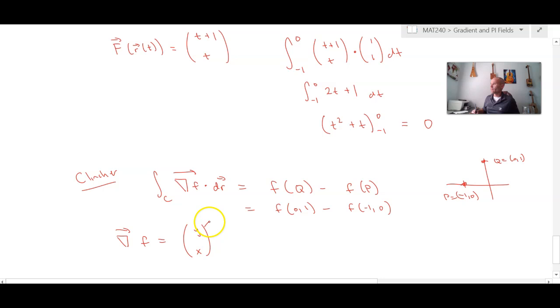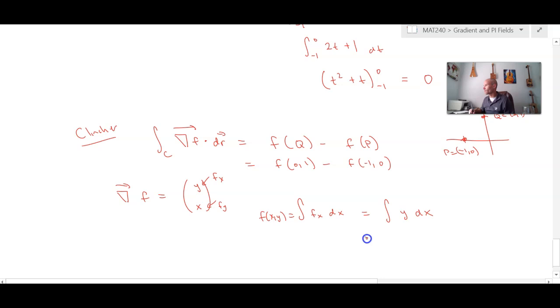So that means that this is already the derivative of our function f with respect to x, and this is already the derivative of that same function but with respect to y. So now step one, if I take the integral of f sub x dx, that should give me the function f of xy. That is, take the integral of y with respect to x. Well, what's that going to give me? Y is a constant, so when you integrate a constant, you get the constant times x.